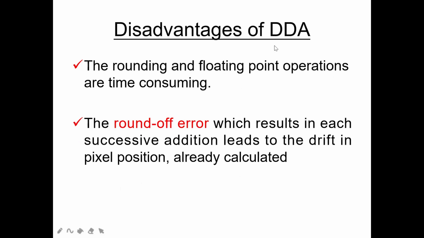So what are all the disadvantages we found? The rounding and floating point operations were very time consuming. We couldn't round it off, and even if we round, when we plot everything on graph paper, it doesn't look like a straight line, right? That was the major disadvantage, the round-off error in successive additions. So all these things we are going to remove in Bresenham's line algorithm.